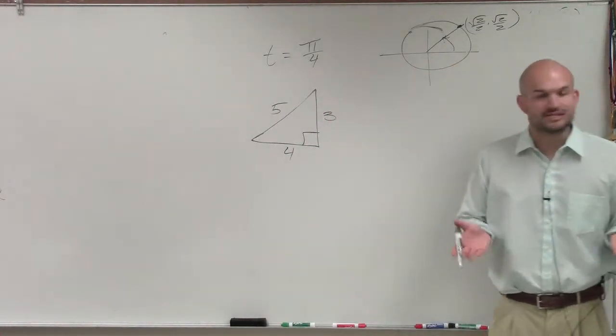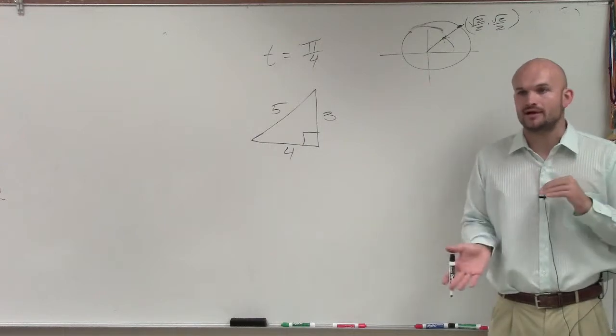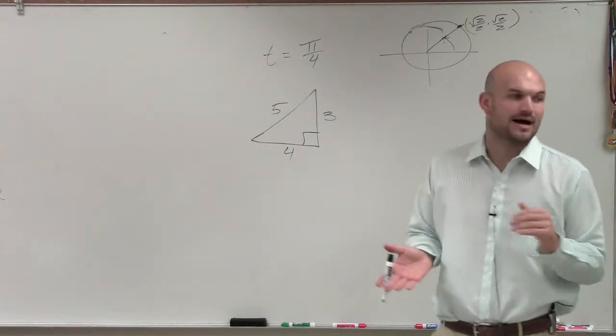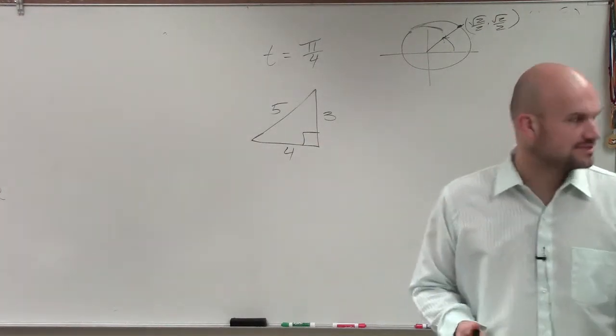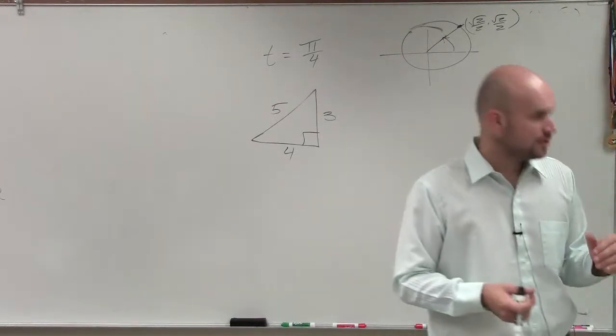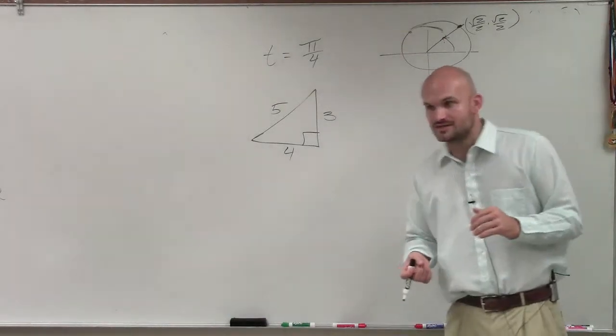And then you have your reciprocal functions, which was just swapping that around, right? Cosecant was hypotenuse over opposite. Secant was hypotenuse over adjacent. Cotangent is adjacent over opposite.